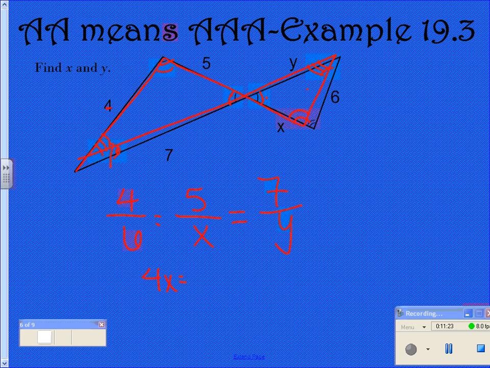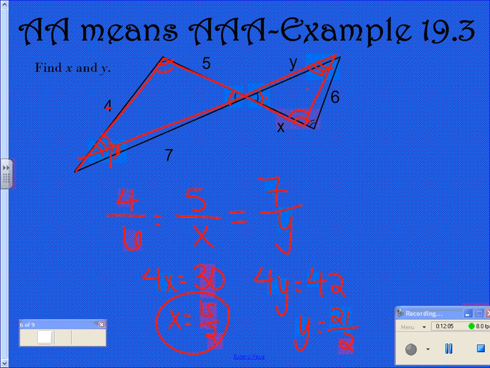4 over 6 and 5 over x. So 4x would equal what? X would equal 30 over 4, which would be 15. Does that make sense? You're not usually going to get whole numbers. Okay? And then which two would you use for y? 42 over 4, which is 21 over 2. Y'all see how that works?